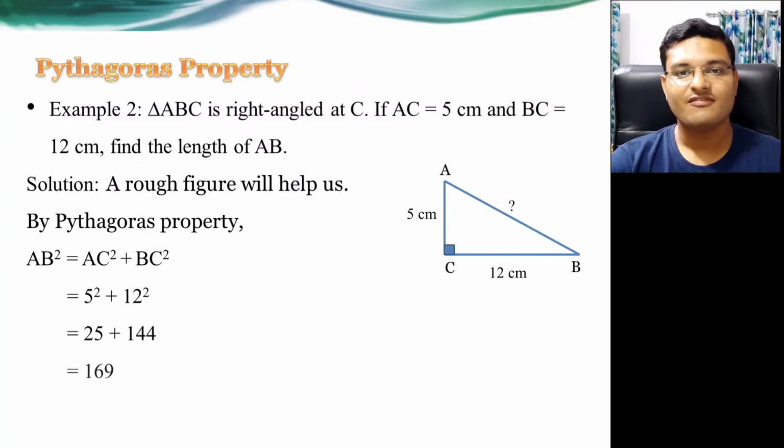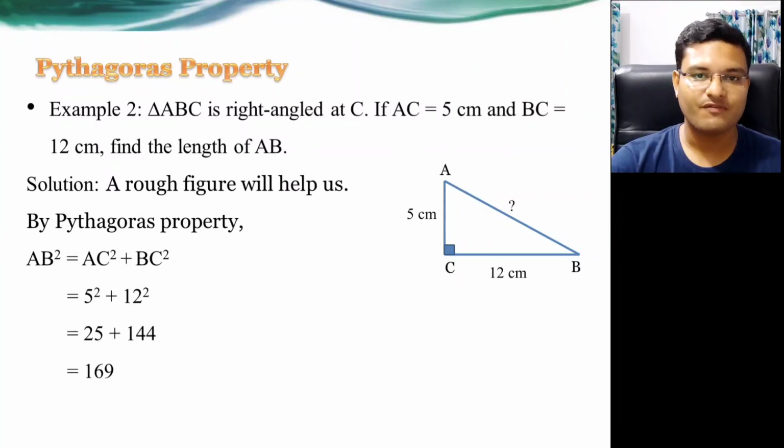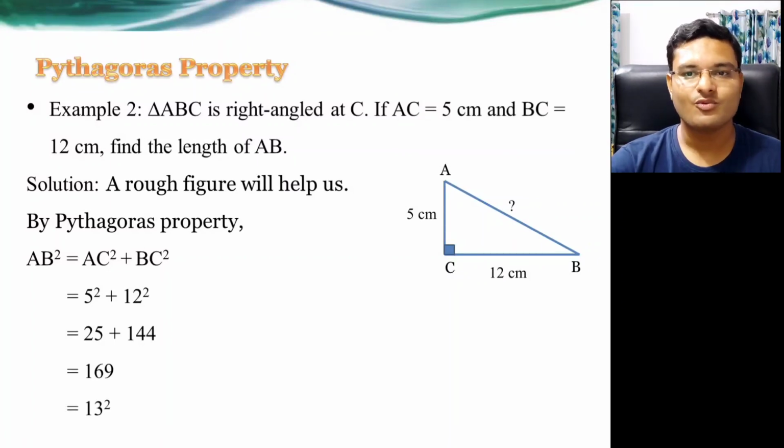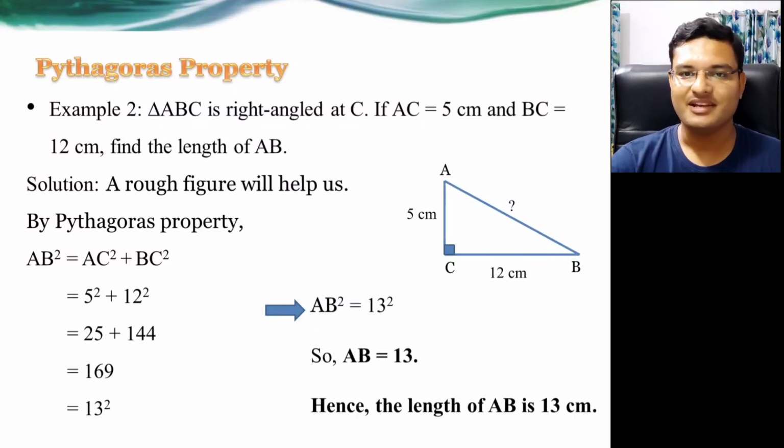Now again, we know 169 is the perfect square of 13. Yes, 13 square is equal to 169. That's why we can replace the value 169 by 13 square. That implies AB square is equal to 13 square, or AB equals 13. Hence, the length of the hypotenuse AB is 13 cm.